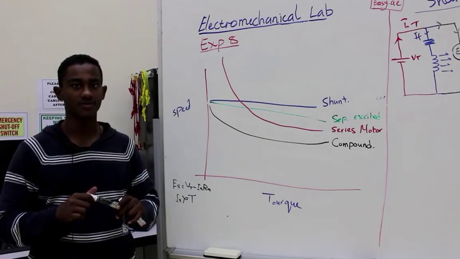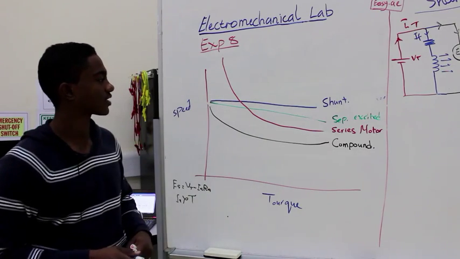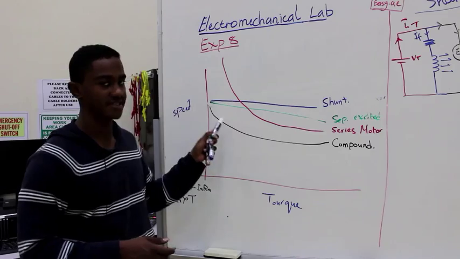Now we're going to move on to the shunt motor. The shunt motor, as you can see here in the speed versus torque characteristics, has the most stable speed.